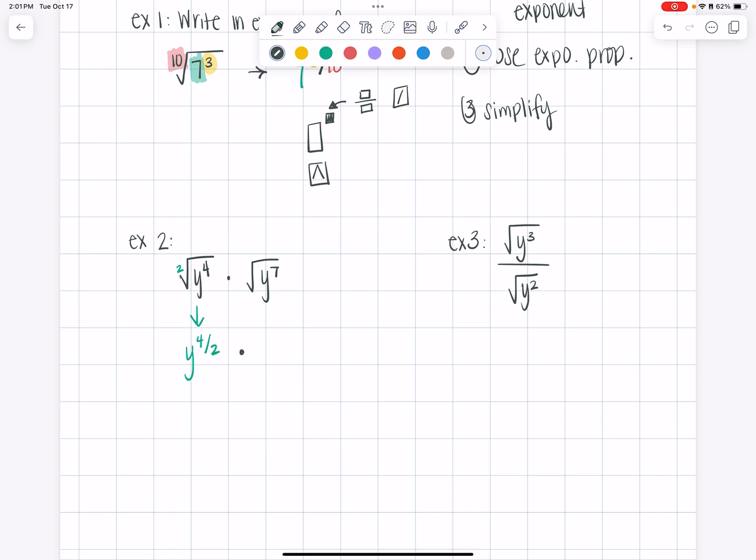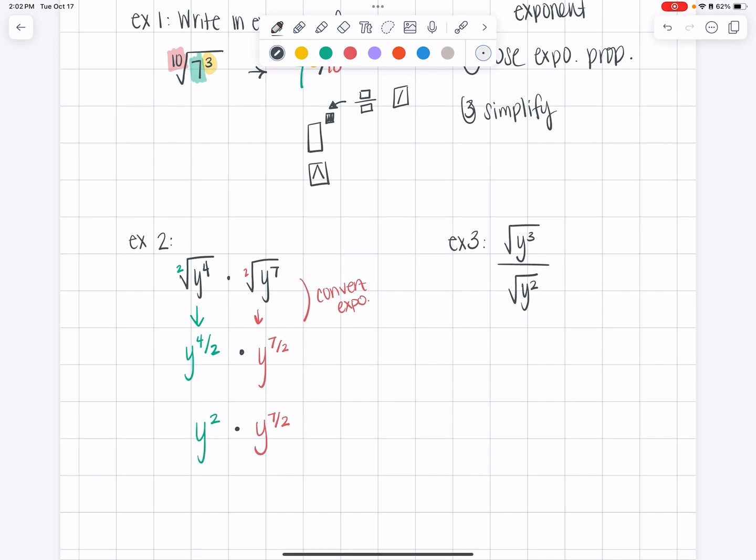times y 7th over 2. Okay, so I converted that thing from a radical to an exponent. That's step 1. So convert to an exponent. Now, it may not always be true, but I can simplify that fraction. 4 divided by 2 gives me just plain old 2. So I'll have y squared times y 7 over 2.